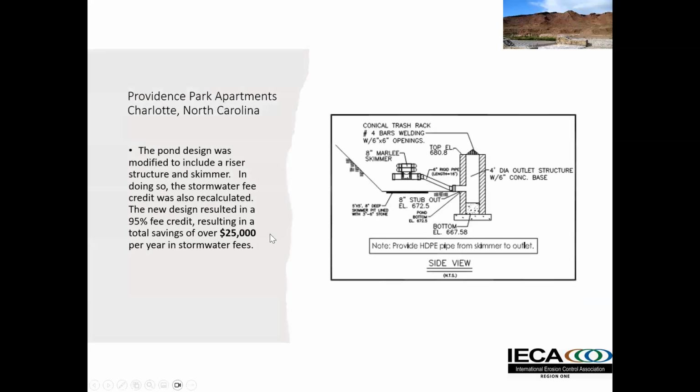So we redesigned the pond. We put in an outlet structure, a riser structure in the pond, and we put in the skimmer. Went through the calculations. In doing this, we also had a focus on trying to maximize their stormwater fee credit. In doing so, we got the credit up to a 95% fee credit. And initially, we got a note here, provide an HDPE pipe from the skimmer to the outlet. That'd be this section here. And I'll talk about that a little bit more as we go along. So city approved it, $25,000 a year savings in stormwater fees, client's thrilled.